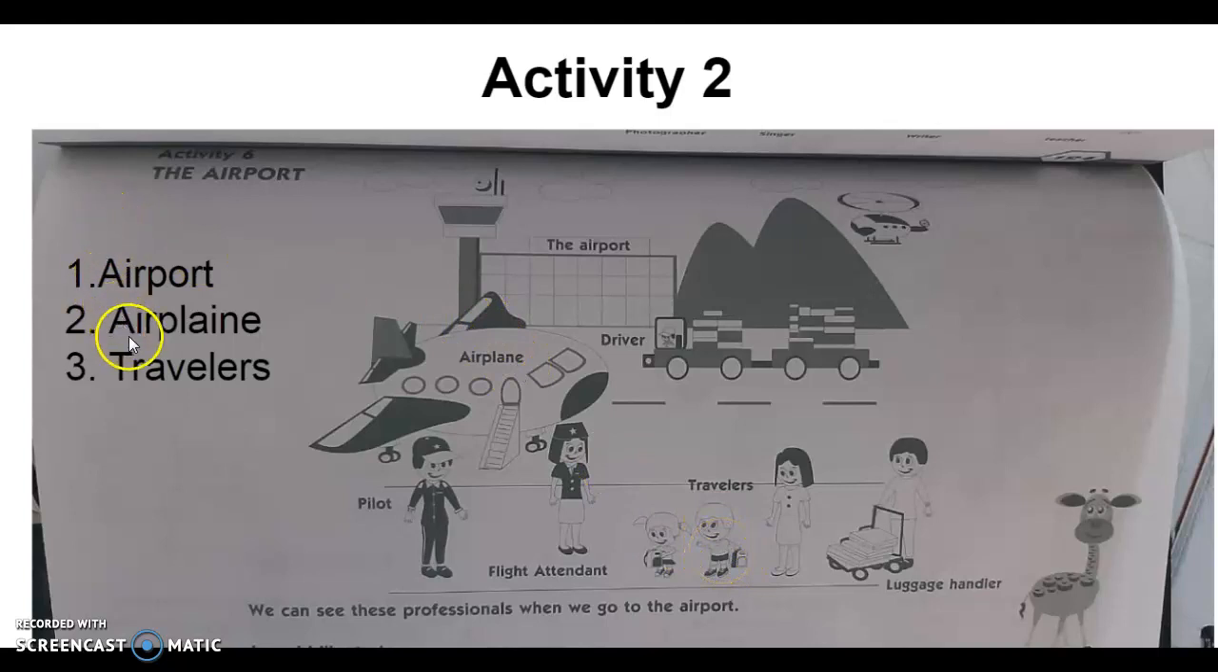Después vamos a escribir airport number 1, airplane number 2, and travelers number 3. Solamente vamos a escribir esas tres palabritas. Airport, airplane, travelers. En color the airport, airplane, and travelers.